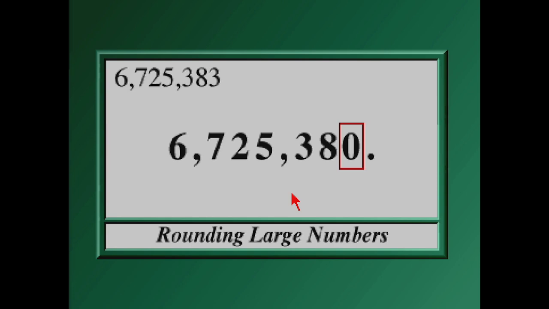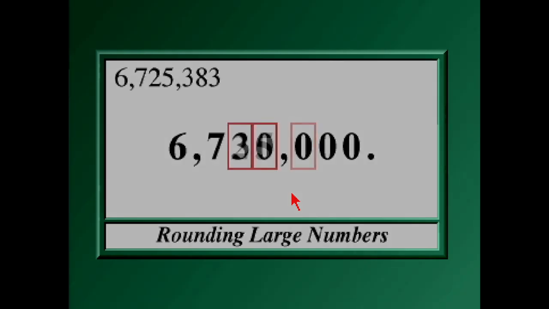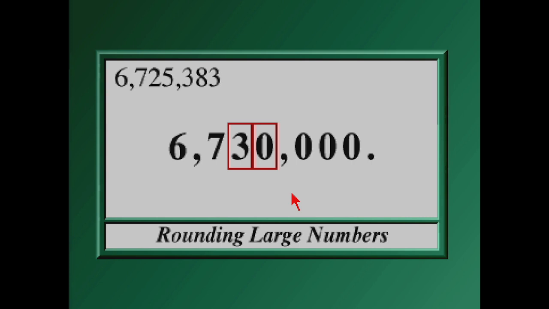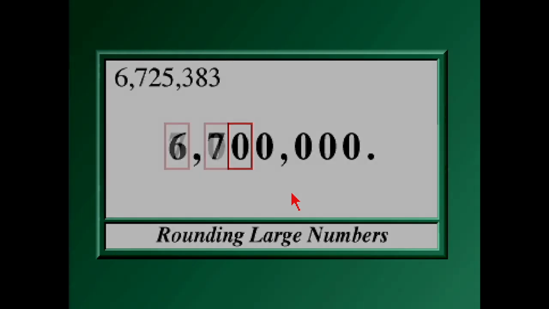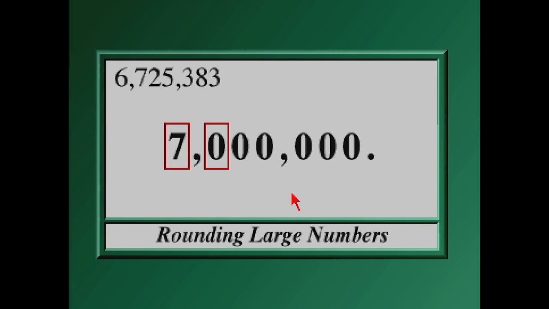6,725,383 is rounded off to the nearest 10 to become 6,725,380. It is rounded off to the nearest 100 to become 6,725,400. It is rounded off to the nearest 1,000 to become 6,725,000. It is rounded off to the nearest 10,000 to become 6,730,000. It is rounded off to the nearest 100,000 to become 6,700,000. And it is rounded off to the nearest million to become 7 million.